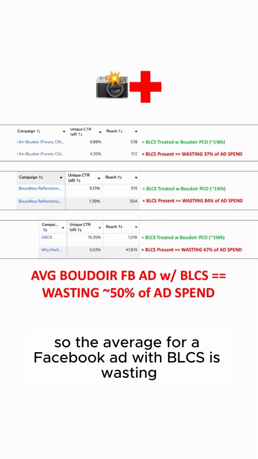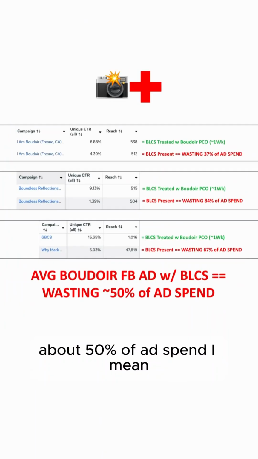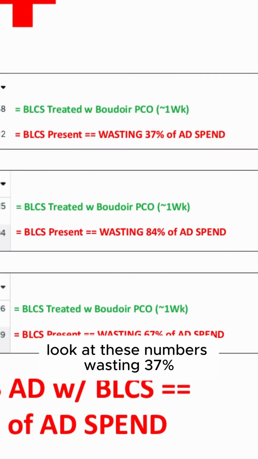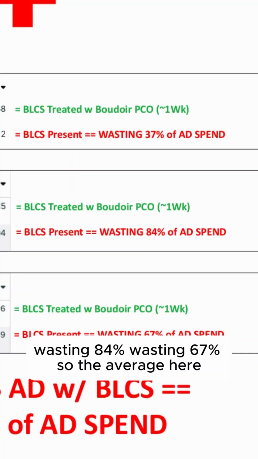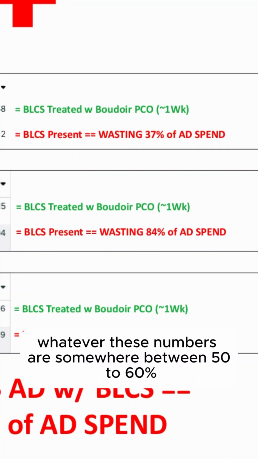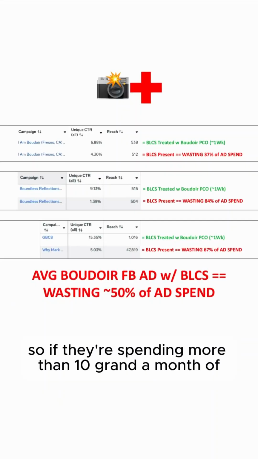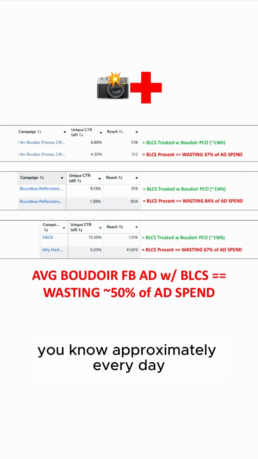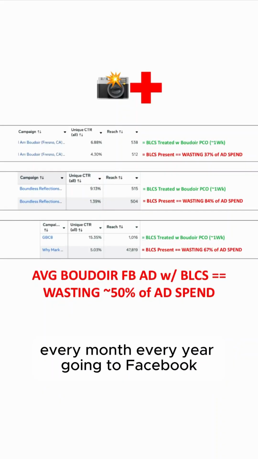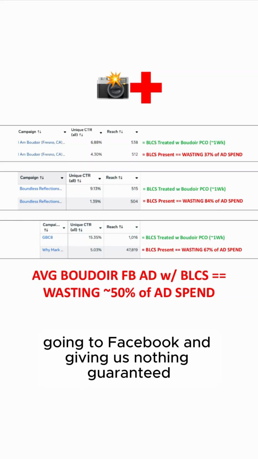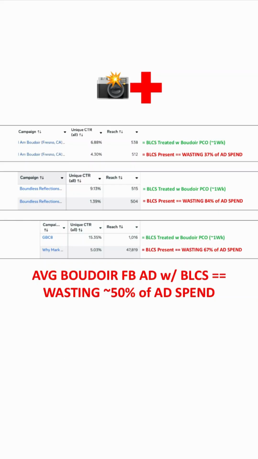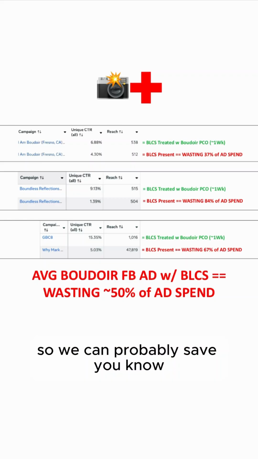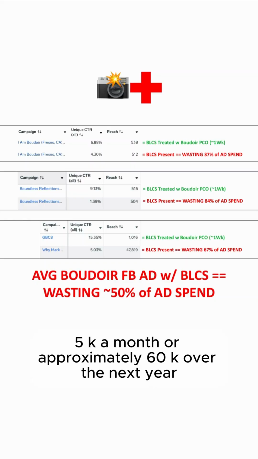So the average Boudoir Facebook ad with BLCS is wasting about 50% of ad spend. I mean, look at these numbers: wasting 37%, wasting 84%, wasting 67%. So the average here, whatever these numbers are, is somewhere between 50 to 60%. So if they're spending more than 10 grand a month on Boudoir Facebook ads, 5K is being wasted every month, every year, going to Facebook, literally giving us nothing, guaranteed. So we can probably save 5K a month, or approximately 60K over the next year.